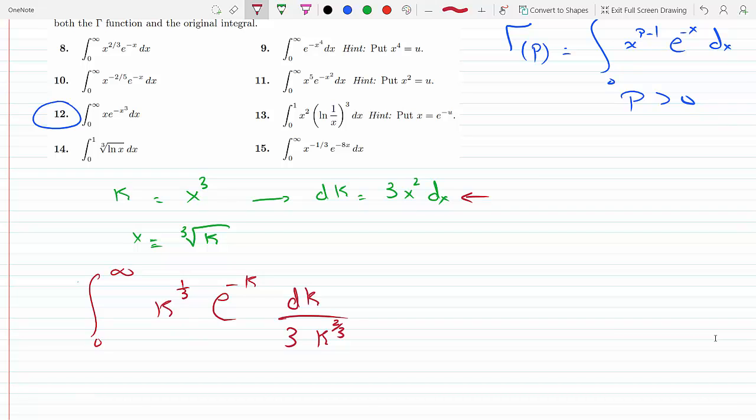Right, because x squared is equal to k to the 1/3 squared, which becomes k to the 2/3. So I replaced x squared with k to the 2/3, and then I can simplify this, bring the 1/3 out, and I have 1/3 times k to the 1/3 over k to the 2/3. That gives me k to the minus 1/3, e to the minus k dk.